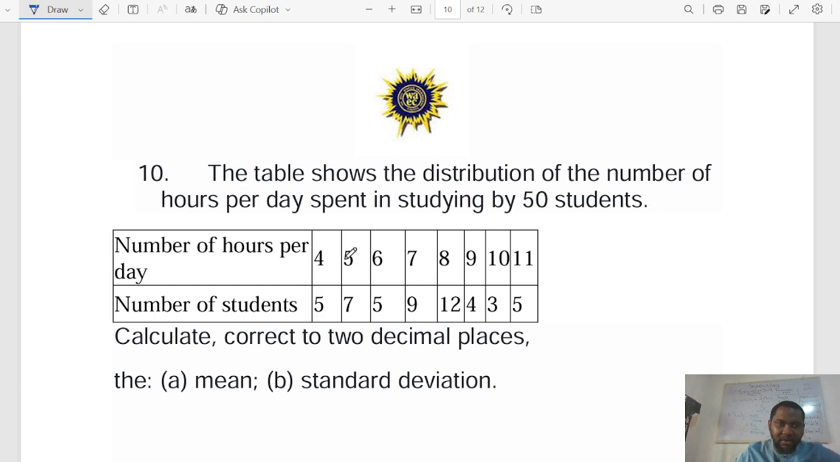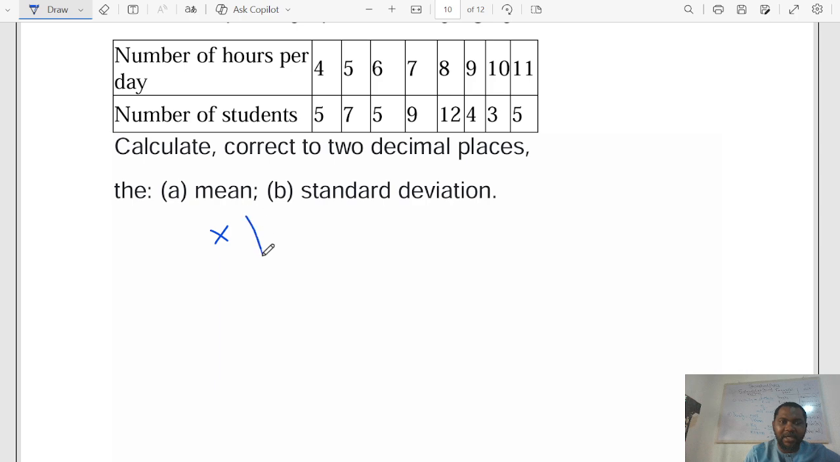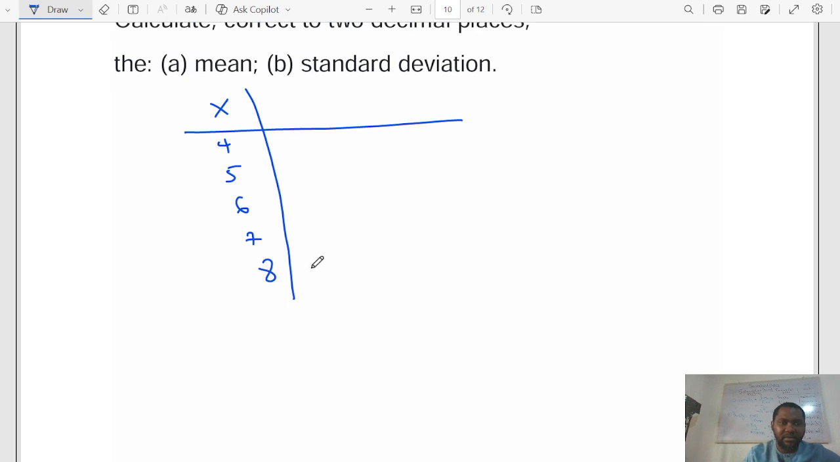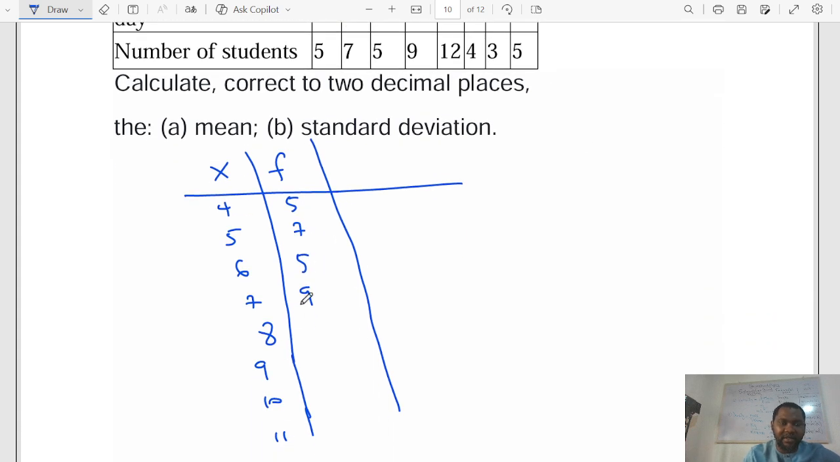So what this means is that for 4 hours per day, the number of students that study 4 hours per day is 5, and so on and so forth, right? So put this in a table. Let's start with x, the number of hours. We have 4, 5, 6, 7, 8, 9, 10, 11. Then let's put the frequency, which represents the number of students. We have here 5, 7, 5, 9, 12, 4, 3, 5.